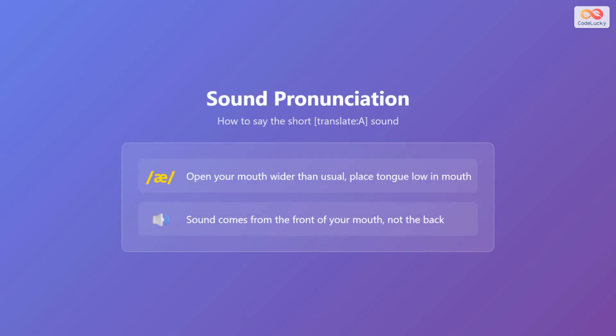The short A sound is represented by the phonetic symbol /æ/. To produce this sound, open your mouth wider than you normally would. Place your tongue low in the bottom of your mouth. The sound comes from the front of your mouth, not from the back of your throat. You should feel vibration in your vocal cords as you make this sound. Let me show you. The sound is æ, æ, æ.